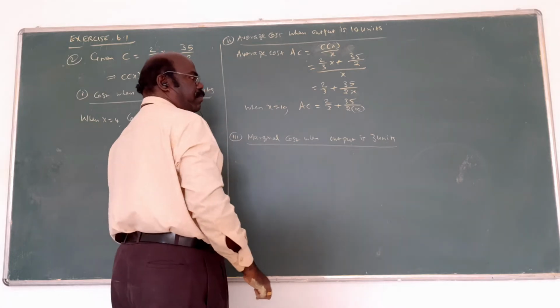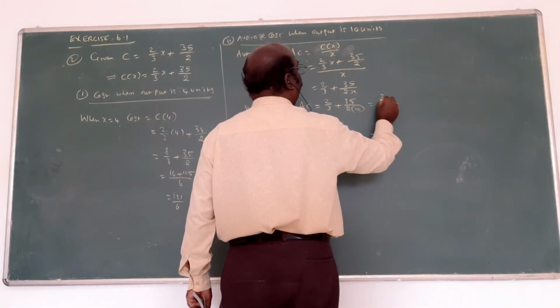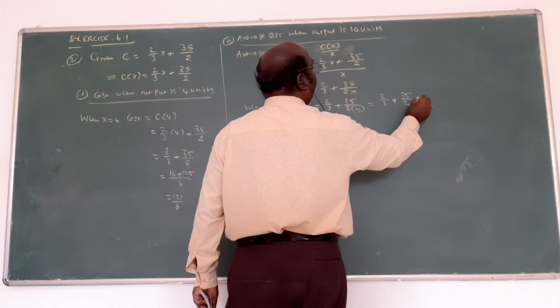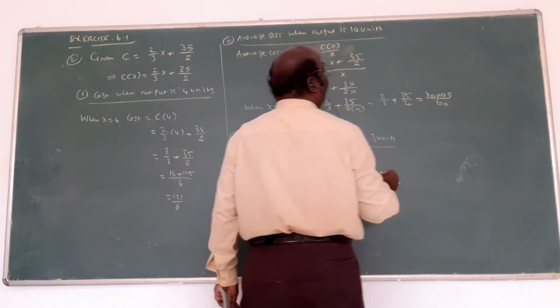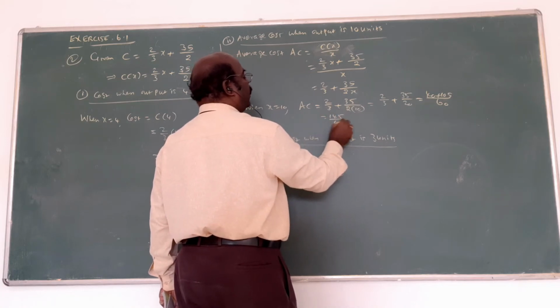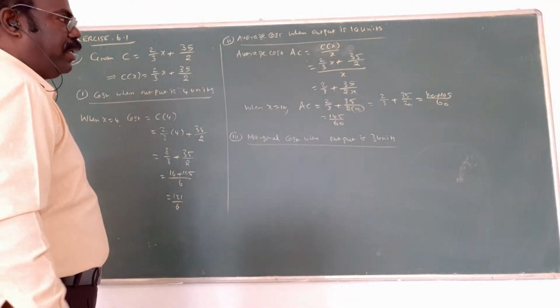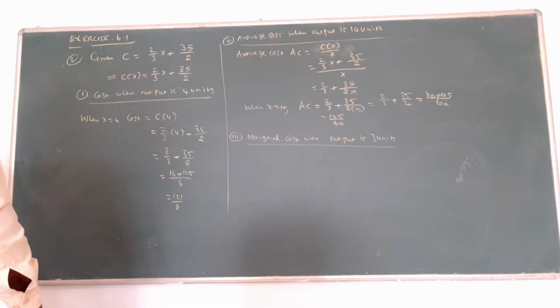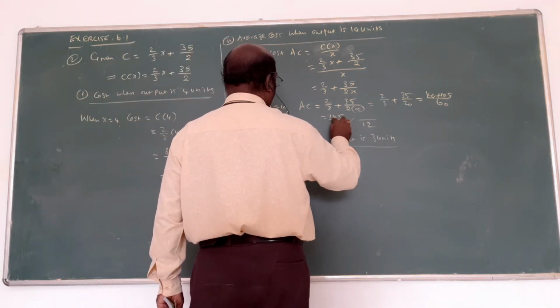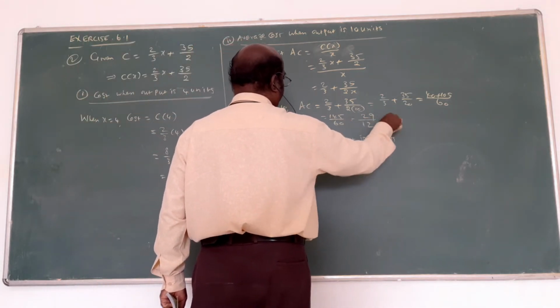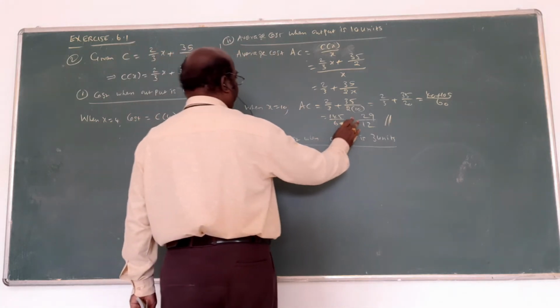Now equal to 2 by 3 plus 35 by 20. What is the LCM? 60 is the LCM. So multiply: 40 plus 105 add equals 145 by 60. This is the average cost. This is the answer. It is possible to cancel, or leave it uncancelled.